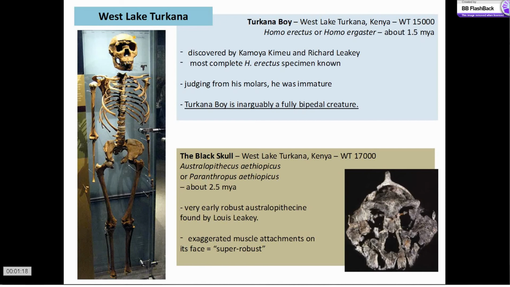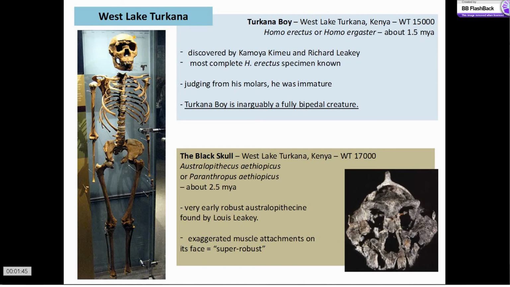This guy was also found at West Lake Turkana, and I like this guy a lot. He's a robust, but he's so robust, he's got such a big sagittal crest and such large zygomatic arches that people have suggested that he is a super robust. He's an Australopithecus ethiopicus, or if you like, a Paranthropus ethiopicus. He was living about 2.5 million years ago. This would have been a sort of more divergent, robust Australopithecine.